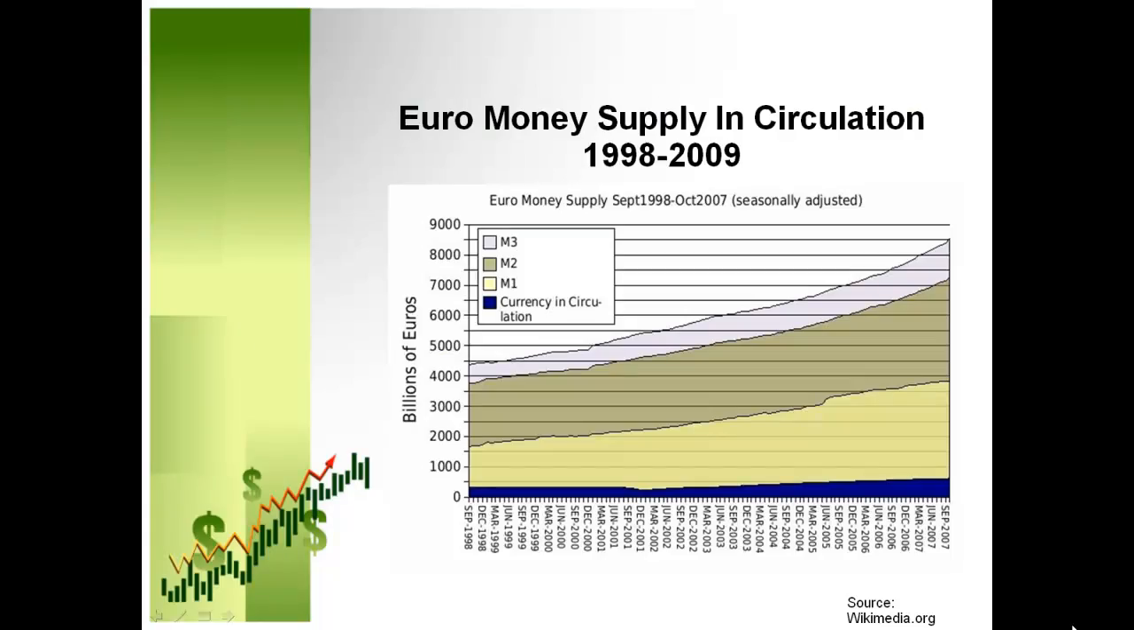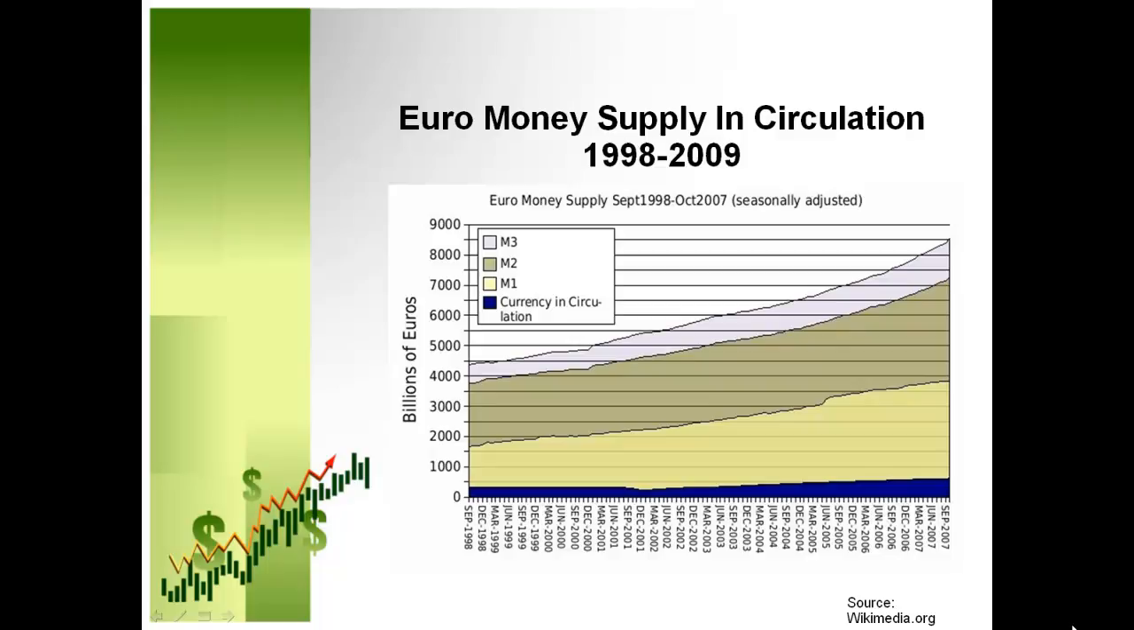The European Union defines M1 aggregate as the total currency in circulation plus overnight deposits. M2 includes M1 plus deposits with an agreed maturity up to 2 years and deposits redeemable at a period of notice up to 3 months. M3 is still published by the European Central Bank and is made up from M2 plus repurchase agreements, money market fund shares in units, and debt securities up to 2 years.